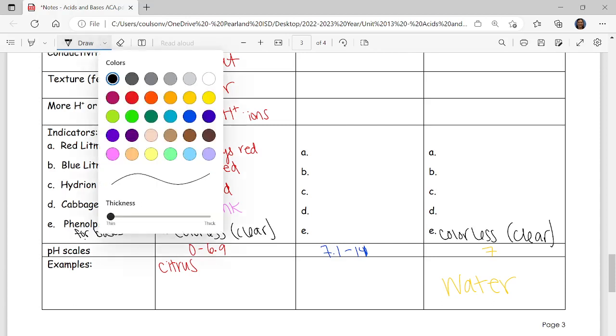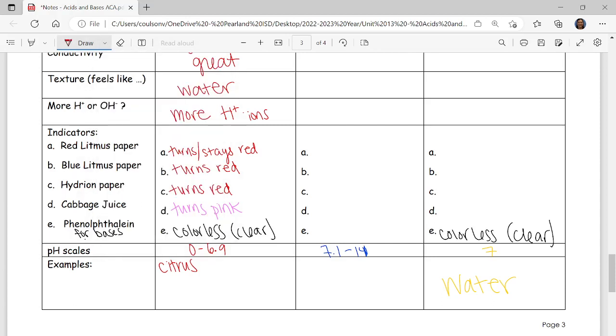And then some examples of acids are, like I said, citrus. Any kind of citrus I would consider acidic. Soda generally would contain some kind of citric acid. Vinegar is an acid. Anything that has acid in the name, you can probably trust that it's an acid.